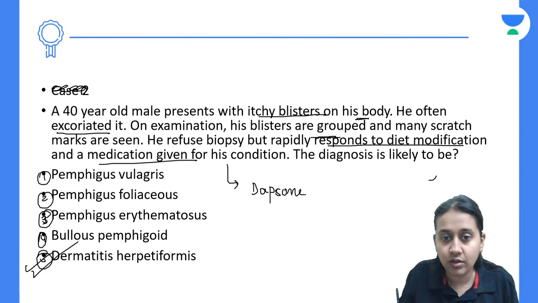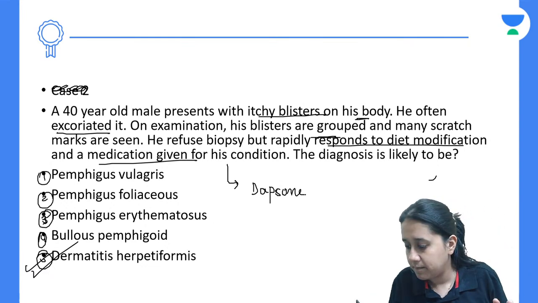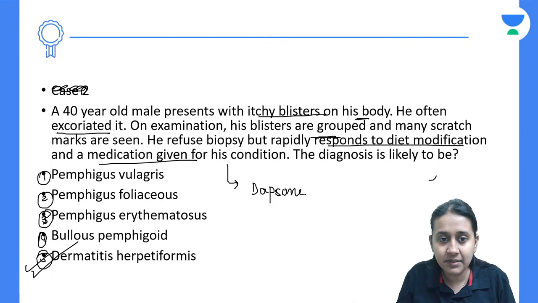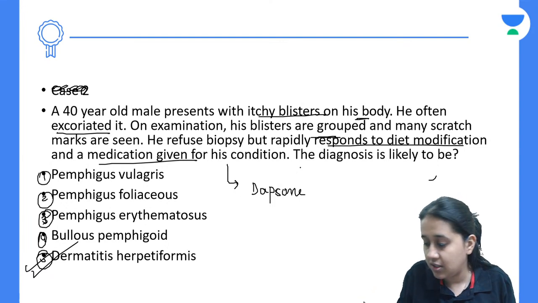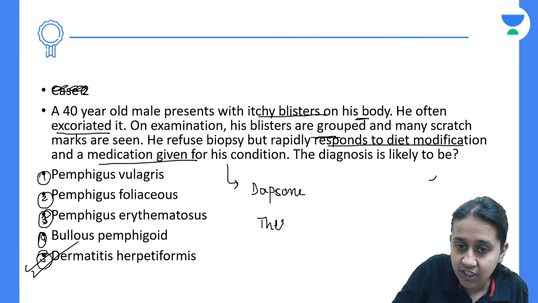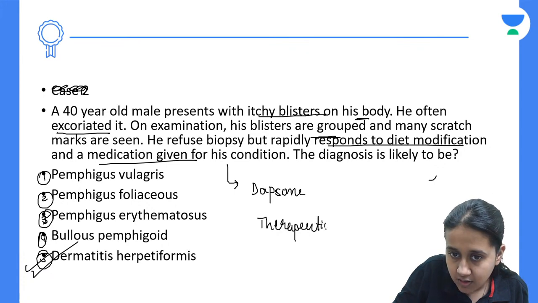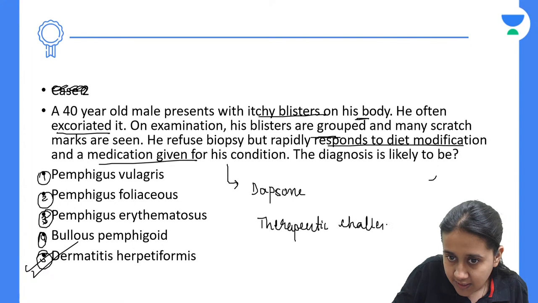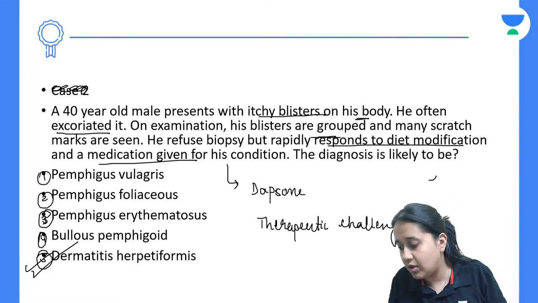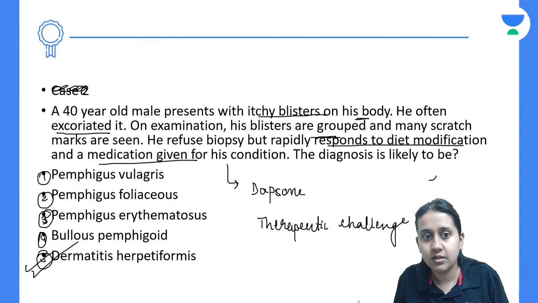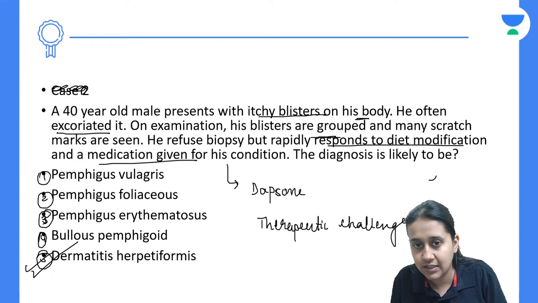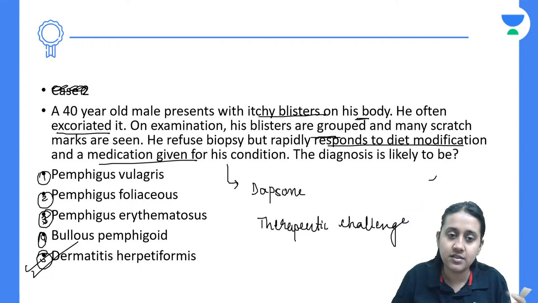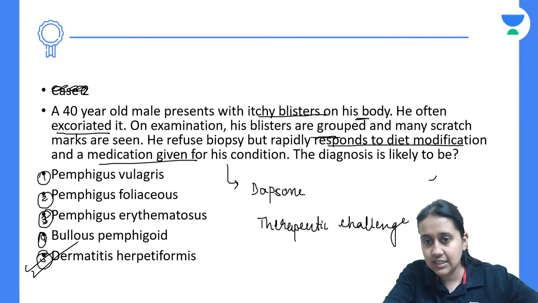when you start Dapsone, the patient improves dramatically, and that is why sometimes when you are not sure whether it is a patient of dermatitis herpetiformis and the patient is refusing a biopsy, you do what is known as Dapsone therapeutic challenge. It is said that giving Dapsone will give you a very, very dramatic response. The patient will report that the itching is gone. There are no new lesions developing since the medicine has started. Also, the existing lesions are improving. So, these are some of the points.